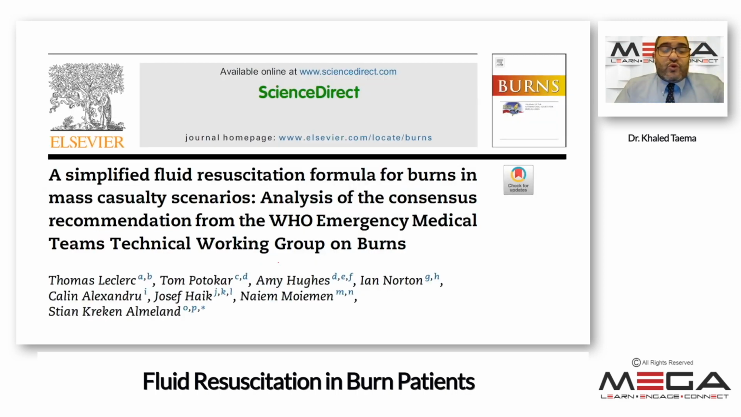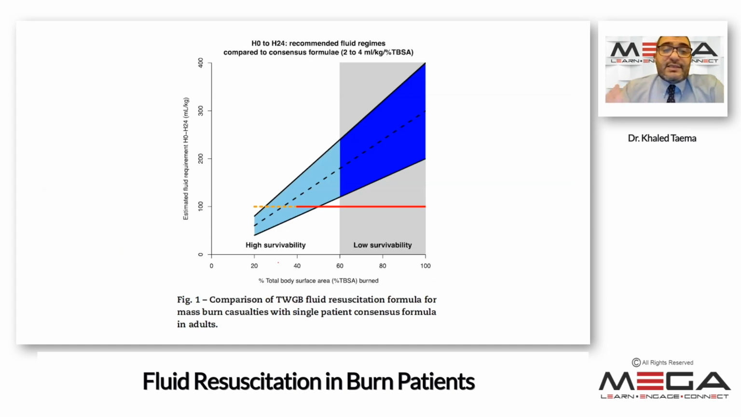When this protocol was plotted against the Parkland and the modified Brooke formula, this is the protocol of fixed rate of 100 milliliters, and from 20 to 40, it includes the oral rehydration. Above 40, it includes the IV rehydration. This is 2 milliliters per kg, 4 milliliters per kg. This is the modified Brooke formula, and this is the Parkland formula.